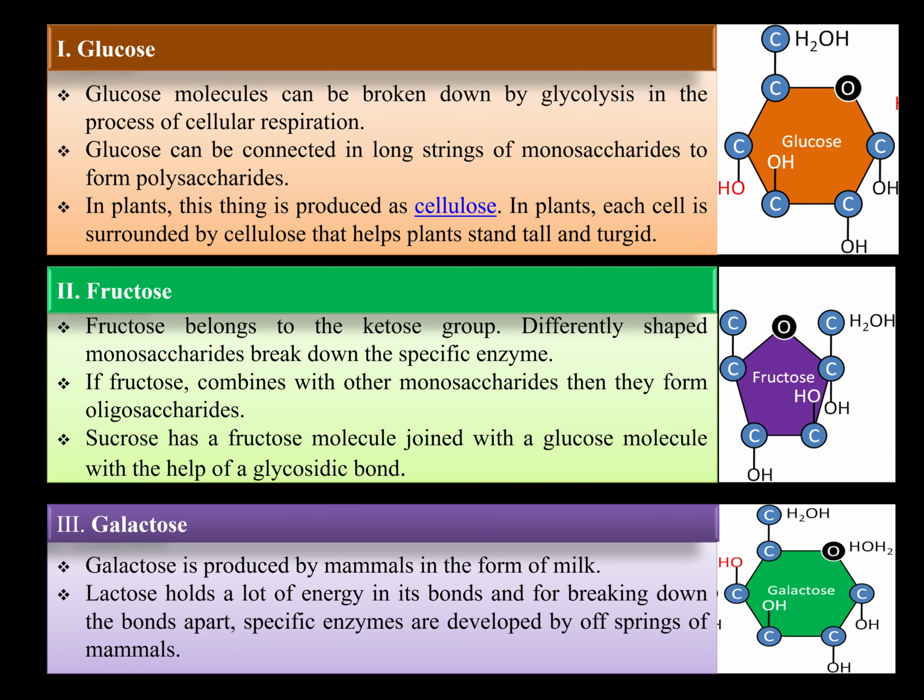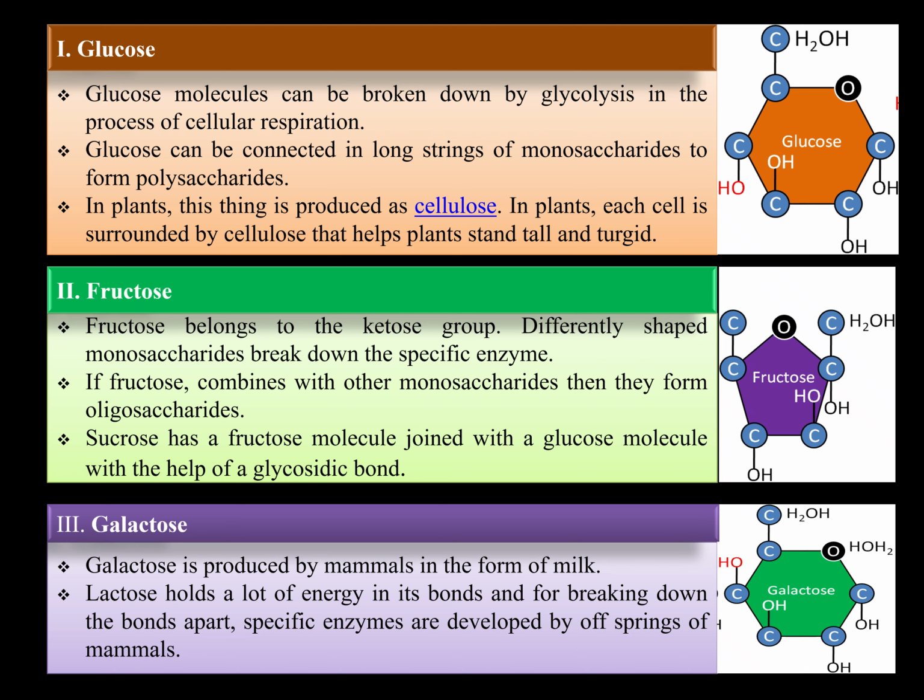Now we study glucose. Glucose is the most important monosaccharide in the human body. It is the main energy source for cells. Glucose is broken down during glycolysis to produce energy. The body's excess glucose is stored as glycogen in the liver and muscles. In plants, glucose units join together and form cellulose, which provides strength to the plant cell wall.